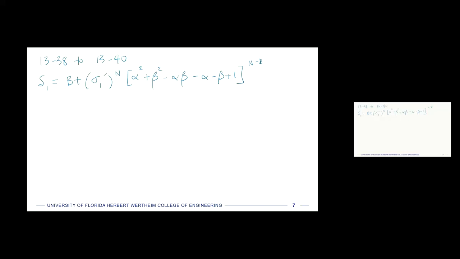N minus 1 divided by 2 times 1 minus alpha over 2 minus beta over 2. All right. So this is the first principal strain, and we have a lot of things in here. Okay, so let's just break it down so that we all know what's what.